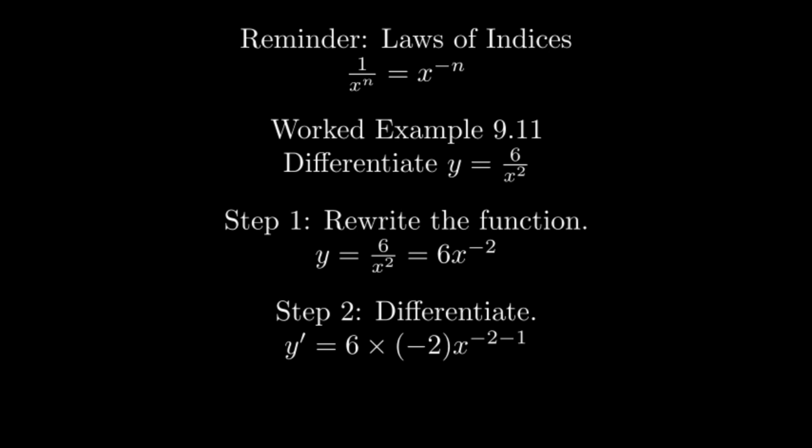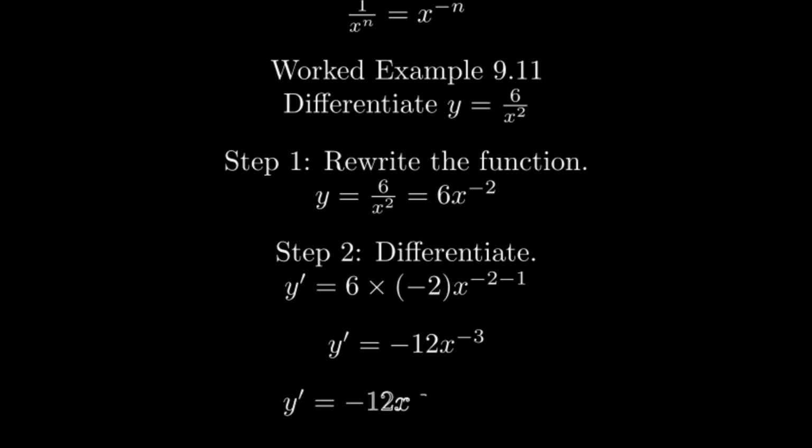Now we can apply our rules. The derivative, y prime, will be the constant 6 times the derivative of x to the negative 2. That's minus 2 times x to the power of minus 2 minus 1. Simplifying this gives us negative 12x to the negative 3. And if we want to write the answer without negative exponents, we can express it as a fraction. This is equal to negative 12 over x cubed. So the key was to first rewrite the function into a form we could work with.